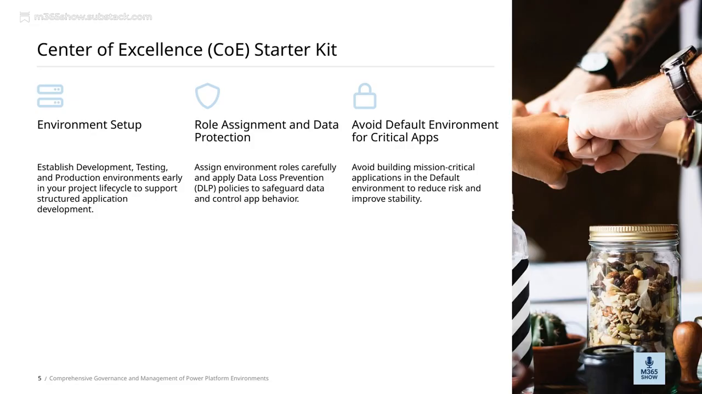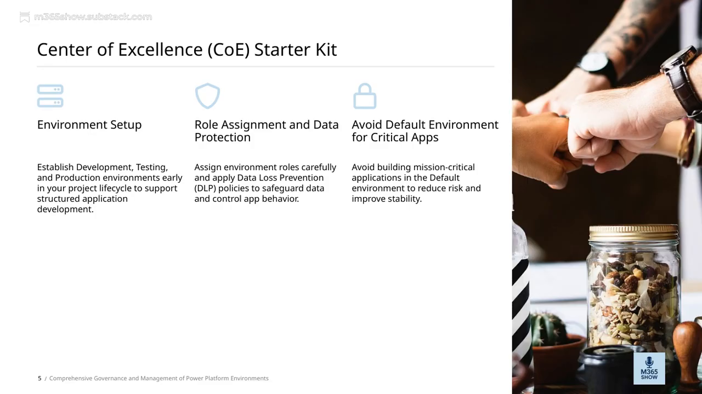Next, it's essential to assign environment roles carefully. Proper role assignment allows us to control who can make changes and access sensitive data. Coupling this with data loss prevention policies is vital to safeguard our data and manage how apps behave. This way, we can prevent accidental data leaks and enforce security standards across our environments.